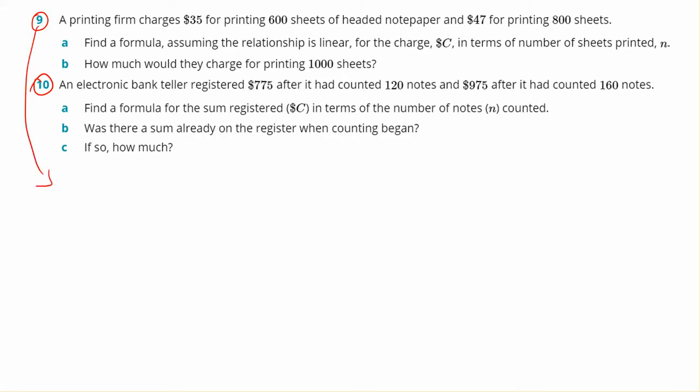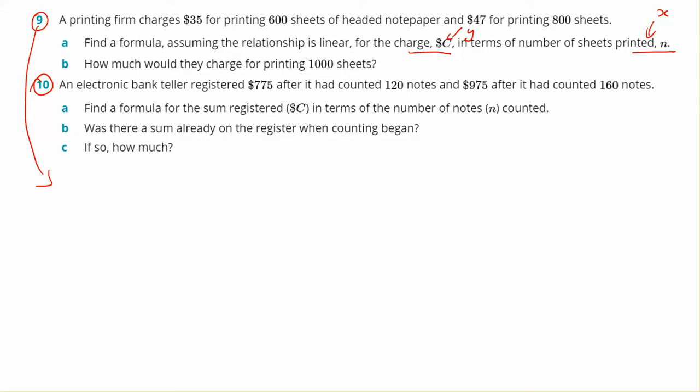So a printing firm charges $35 for 600 sheets and $47 for 800 sheets. Find a formula, assuming the relationship is linear, for the charge in terms of number of sheets printed n. Now, whenever it says a variable in terms of another variable, the variable that's in terms of is usually the x, okay, and the variable that you want to put at the start is usually the y, okay.